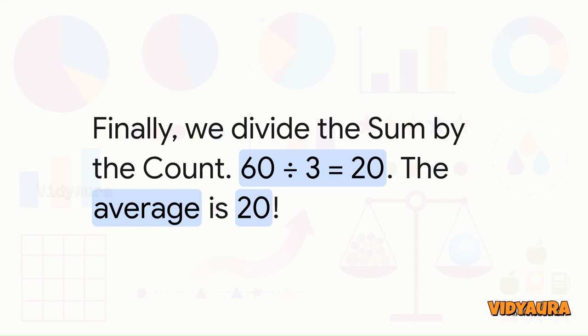Step 3, divide. We just take our sum, which was 60, and we divide it by our count, which was 3. So what is 60 divided by 3? It's 20, and that is our average.